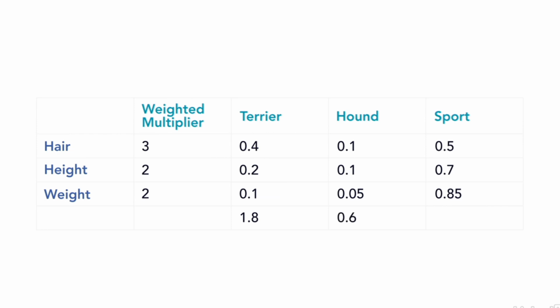For the weighted multiplication function, take the predictor and multiply it by your weight. When you add up the predictors for hair length, height, and weight, you can see that the second unknown dog is most likely a sport dog. It's less likely that it's a terrier and very unlikely that it's a hound.